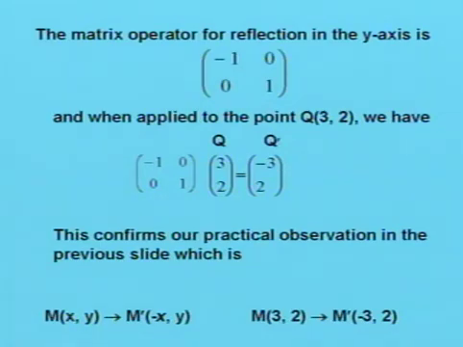This confirms our practical observation in the previous slide, which is when we map x, y using the matrix for reflection in the y-axis, we'll have an image minus x, y. So when the matrix operator is applied to 3, 2, we'll have an image minus 3, 2.